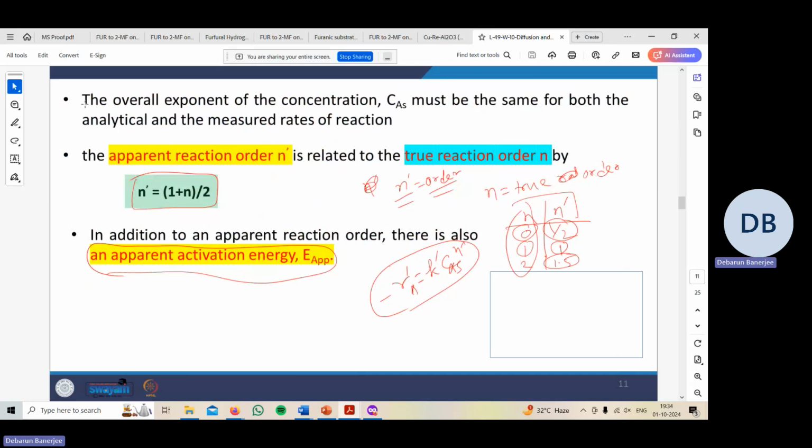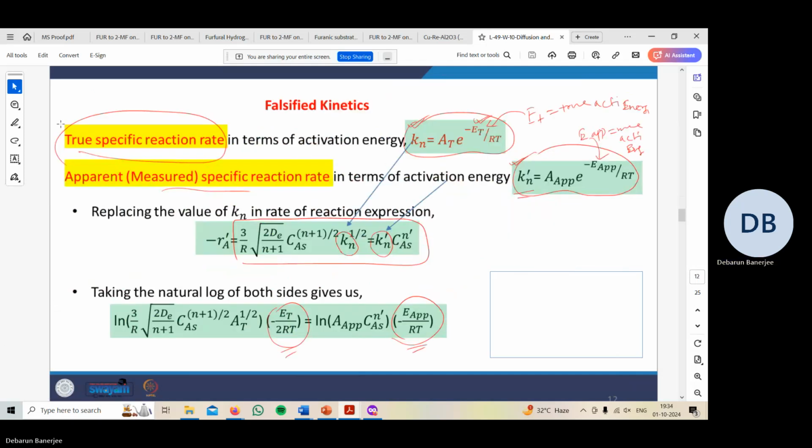In addition to an apparent reaction order, there is also an apparent activation energy, E apparent. The true specific reaction rate in terms of activation energy is Kn equals A_T e to the power minus E_T by RT. And the apparent specific reaction rate in terms of activation energy will be Kn dash equals A apparent e to the power minus E apparent by RT.